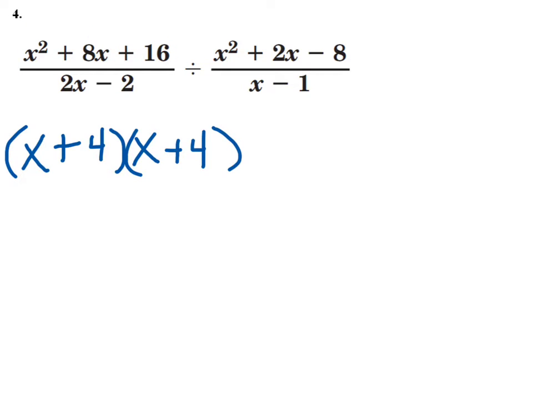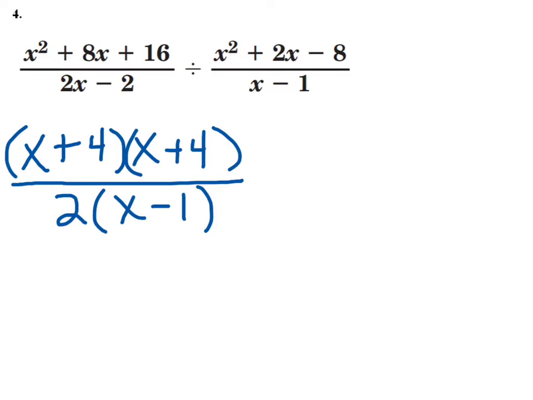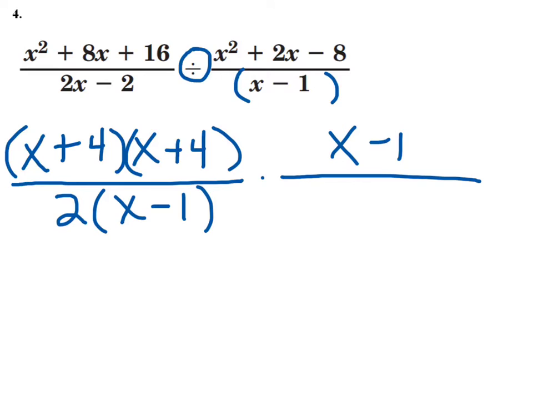Now let's factor the denominator. Well, 2x minus 2 is just a binomial with a common factor of 2. When I undistribute the 2, I'm left with x minus 1. Now, let's multiply by the reciprocal of the second fraction. So I'll carefully place x minus 1 in the numerator, and I'll also wrap parentheses around this binomial so that I recognize it as a factor.